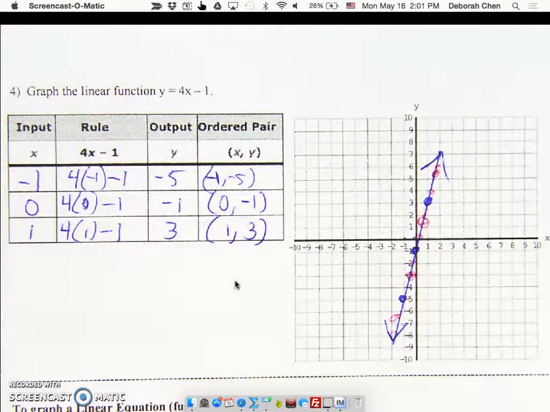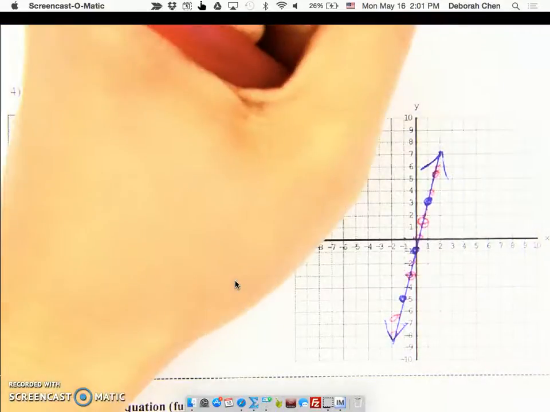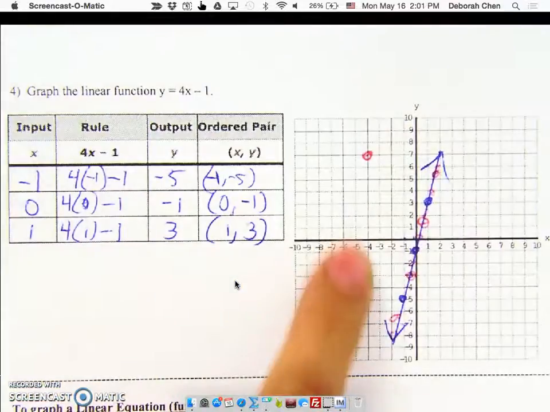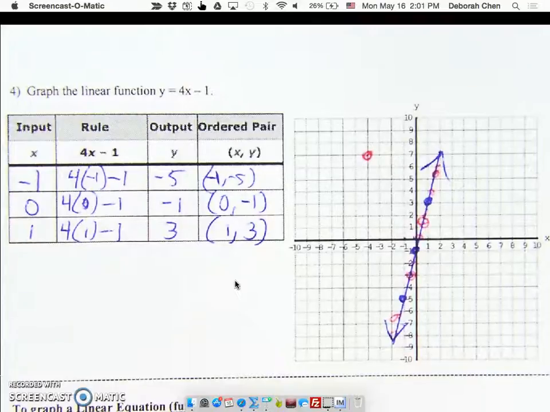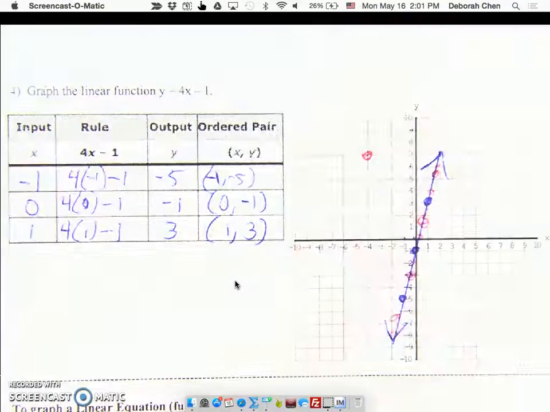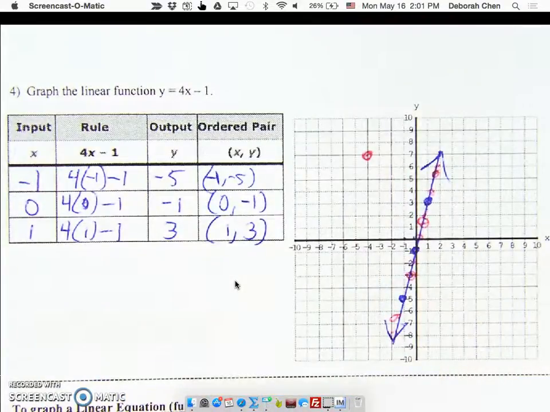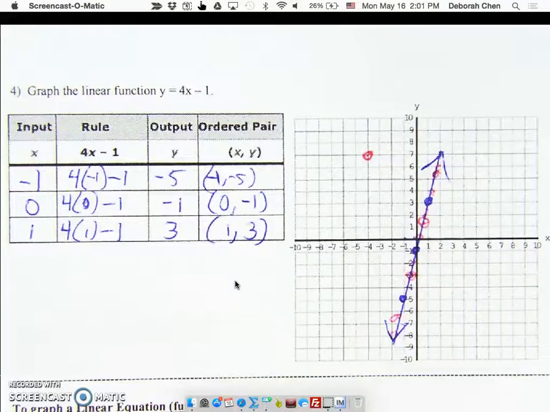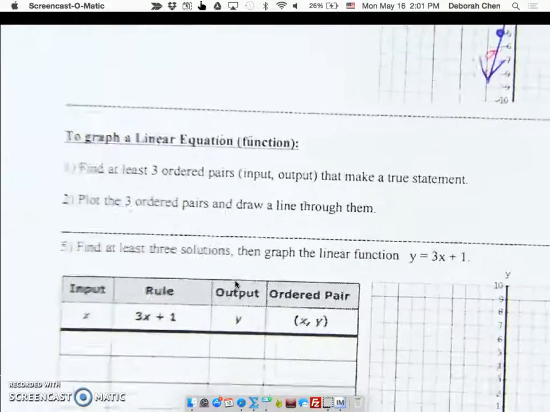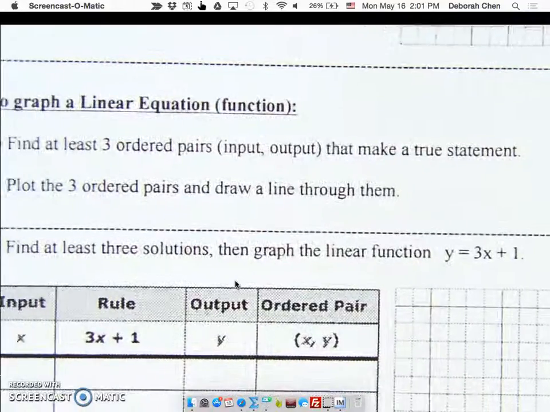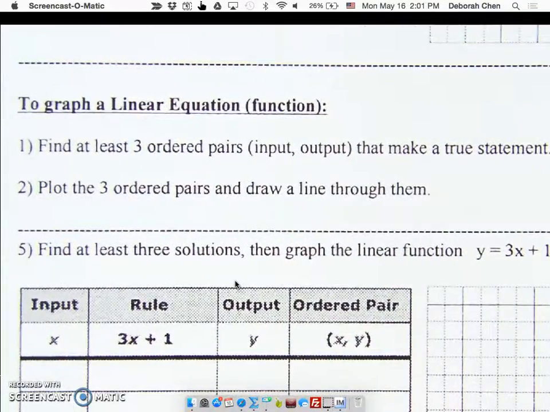But if I pick something like this dot over here, if I plugged in negative 4 and 7 for my x and y, it's going to come out to be a false statement, because obviously it's not one of the answers, right? It's not on the line. Does that make sense? So the steps to graphing a linear equation is to do what we just did. Find at least 3 and then plot them on your graph. So let's do some of that practice here.